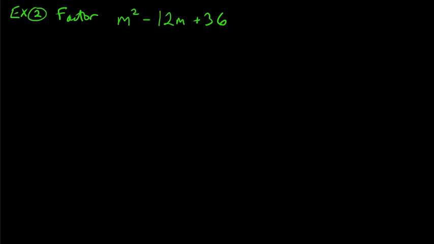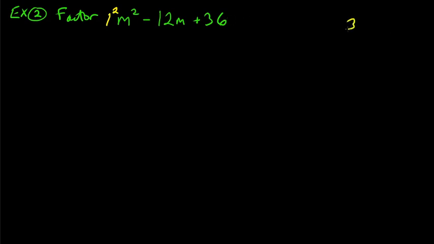Okay, so here's our second example. We want to factor m squared minus 12m plus 36. There's a lot of ways we can factor this. Notice that a is 1 here, so we could use that shortcut. We could also use the AC method, and it's probably not that bad here. But the thing to notice is that the coefficient 1 is 1 squared. It's a perfect square.